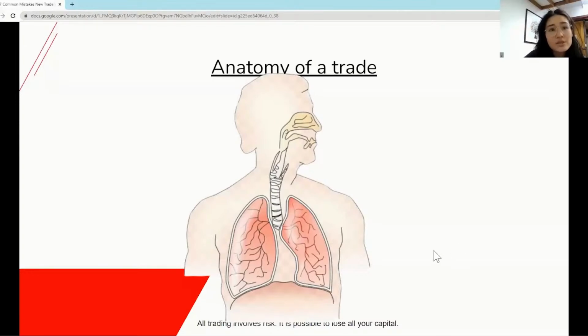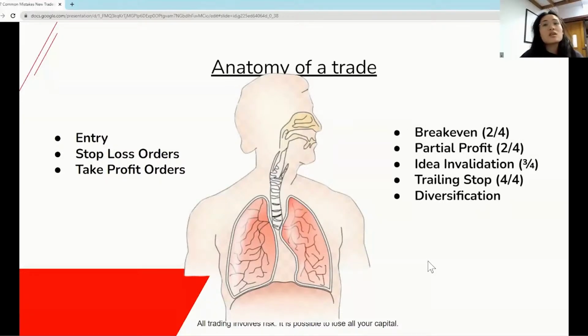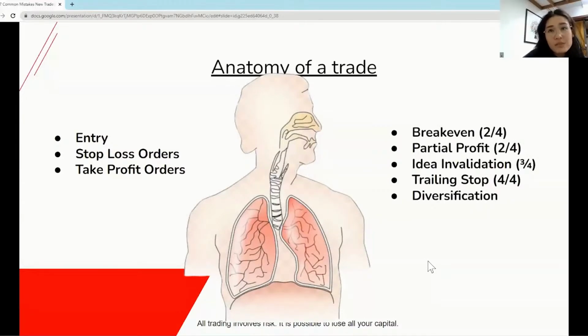So let's look at the anatomy of a trade. Firstly, it consists of the entry, stop loss orders, and take profit orders. And how exactly you can manage these trades would be through break-even, partial profit, idea invalidation, trailing stop loss, as well as diversification. So this is what we cover during our trade management series, but I'll just briefly go through what exactly each of these mean.